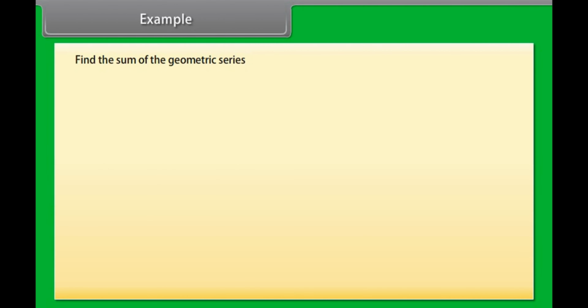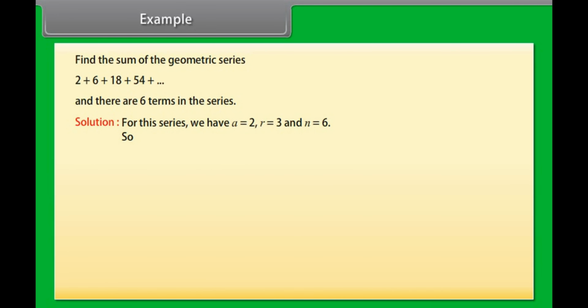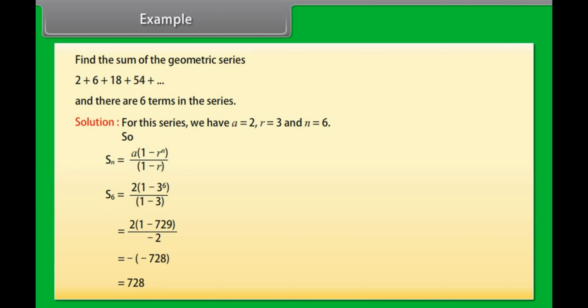Example: find the sum of the geometric series 2 + 6 + 18 + 54 + and so on, and there are 6 terms in the series. Solution: for this series, we have a = 2, r = 3, and n = 6. So, Sn = a(1 - r^n)/(1 - r). By substitution and calculation of the values, we get 728.